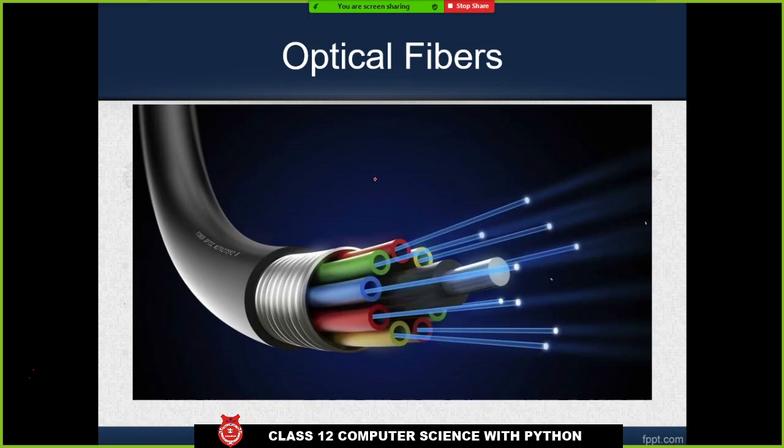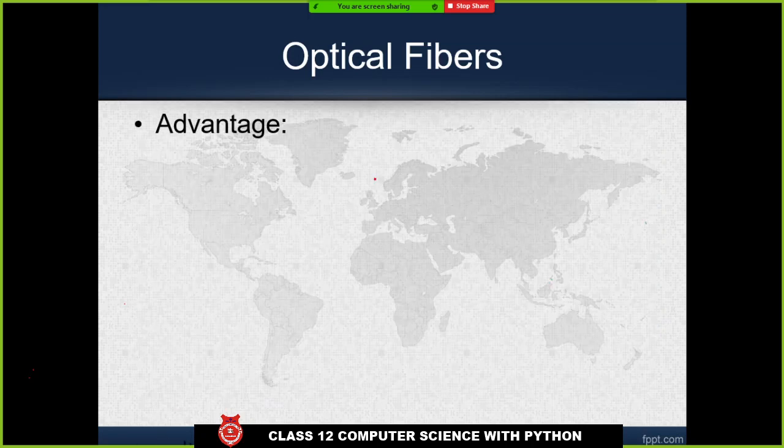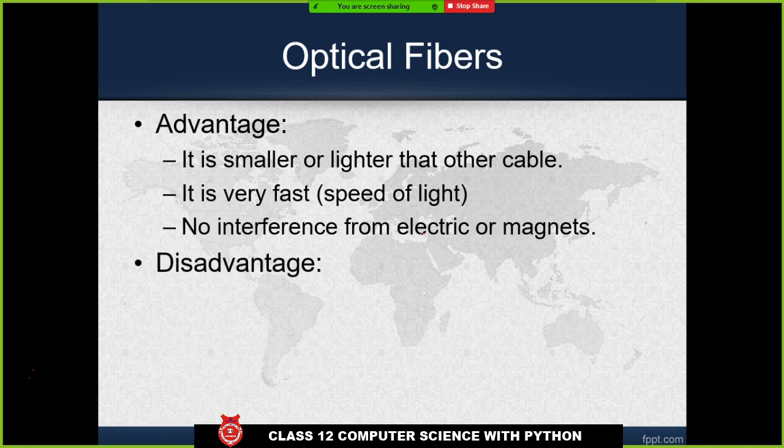Okay, so these cables are very good and very expensive also. They are lighter and very fast, and there is no electrical or magnetic interference. But you have to be very careful that optical fiber should not be bent. If it is bent, the glass material inside will be broken, and the signal cannot go through. Therefore, we have to handle it carefully.